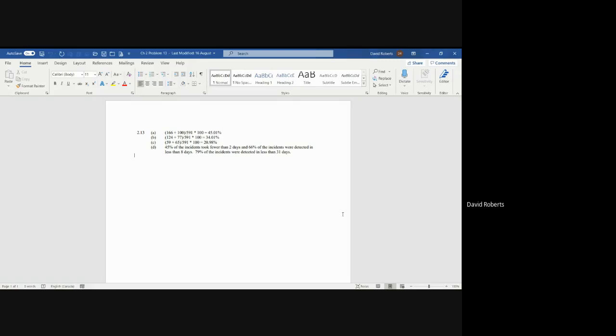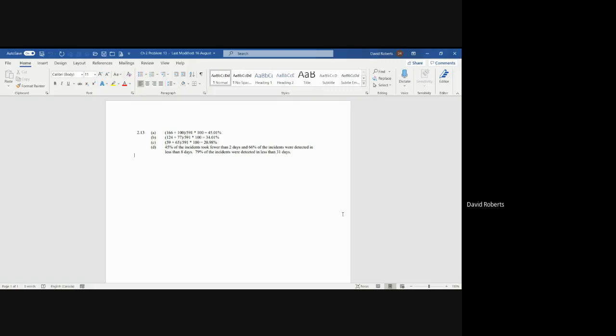Now, in question C, it says, what percentage of organizations took 31 or more days to do this? So you can add up the 59 and the 65, which represent 31 to 90 and more than 90, and you wind up with a percentage of 20.98.